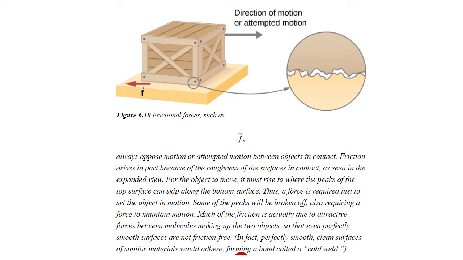Friction arises in part because of the roughness of the surfaces in contact, as seen in the expanded view. For the object to move, it must rise to where the peaks of the top surface can skip along the bottom surface. Thus, a force is required just to set the object in motion. Some of the peaks will be broken off, also requiring a force to maintain motion. Much of the friction is actually due to attractive forces between molecules making up the two objects, so that even perfectly smooth surfaces are not friction-free.